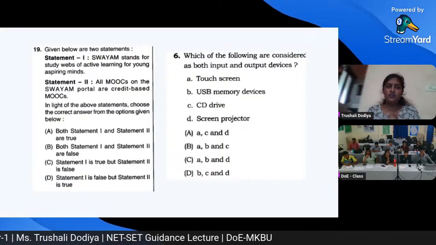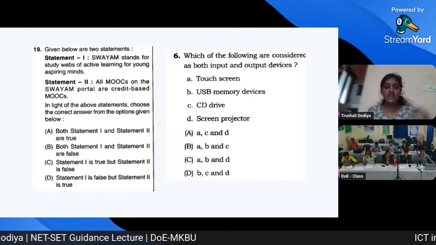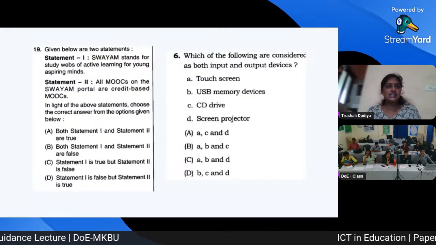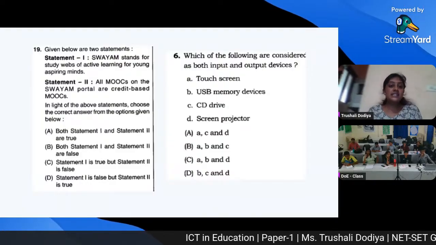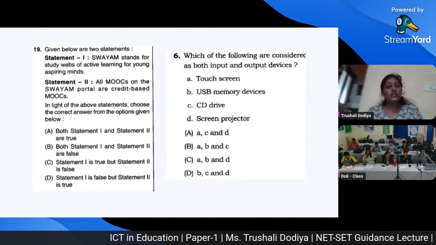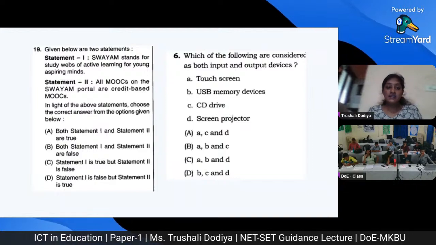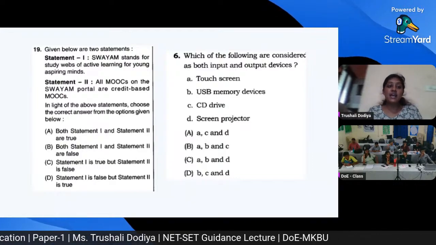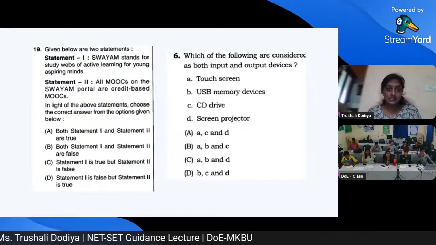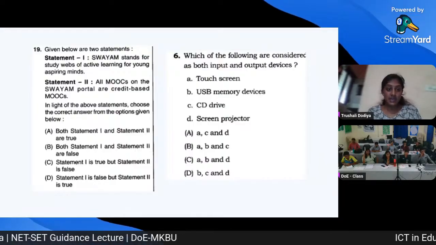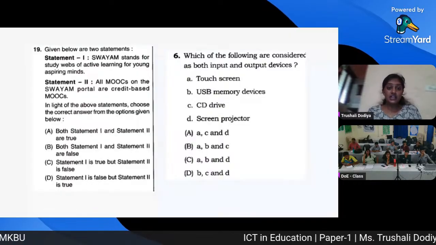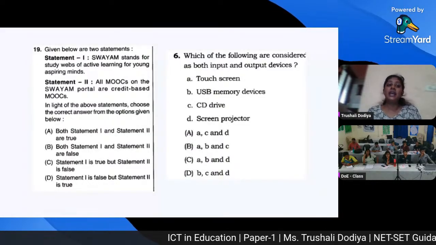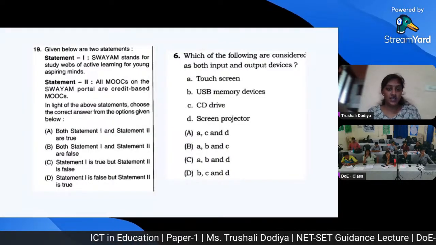as you might be aware of, as you have gone through some of the question papers and some of the sessions in this series as well. There are these statements. First one is Swayam stands for Study Webs of Active Learning for Young Aspiring Minds. Yes: Study Webs of Active Learning for Young Aspiring Minds. So it is an abbreviation of that.